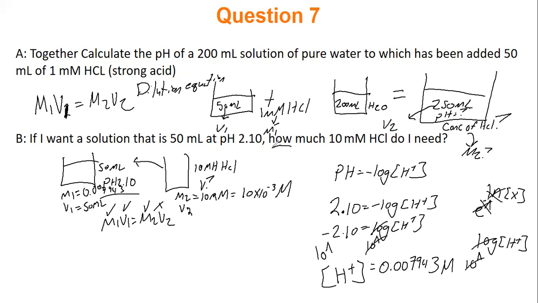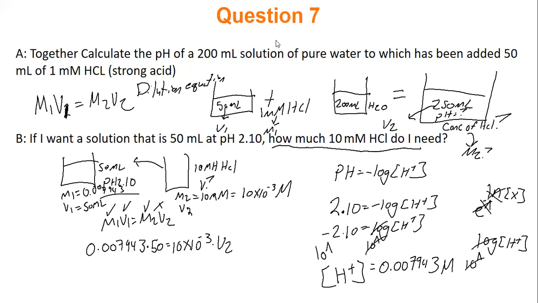How much of this do I need? So that's my only unknown. I have one unknown in one equation, so I can solve that. So let's start plugging in. M1, 0.007943, multiplied by the volume I want, 50, equals molarity of solution 2, 10 times 10 to the minus 3, multiplied by what volume do I need? I don't know that yet. So let's solve this.